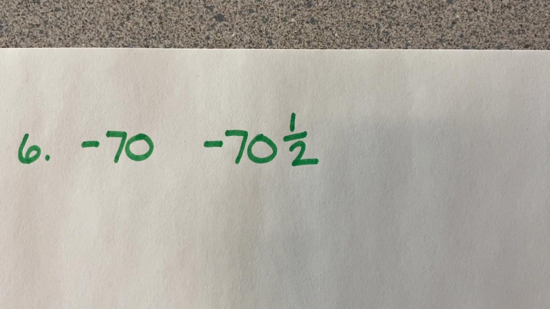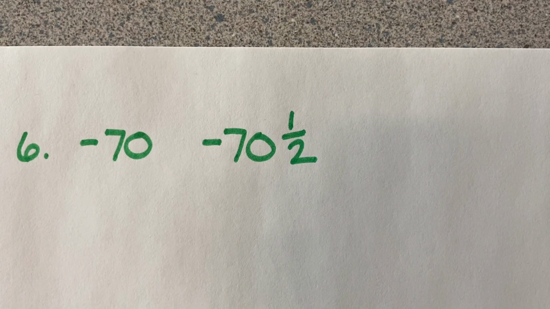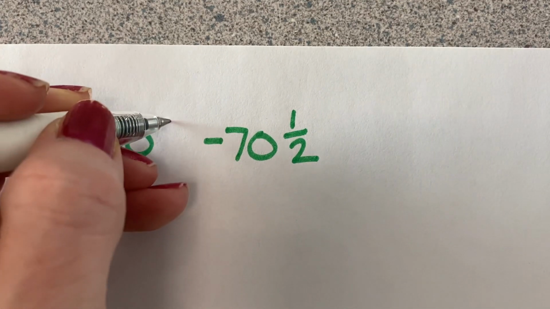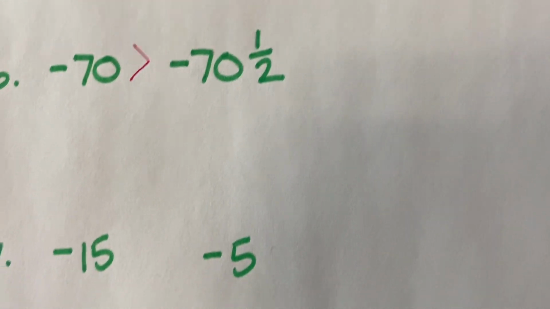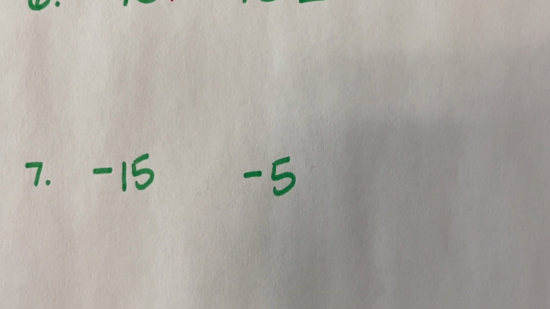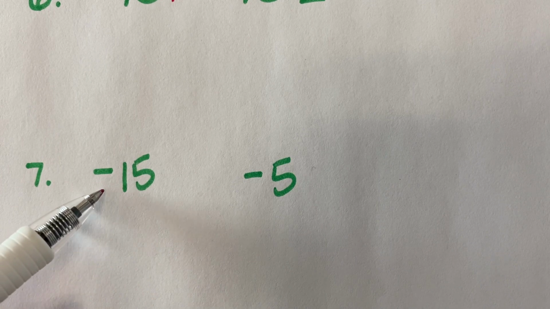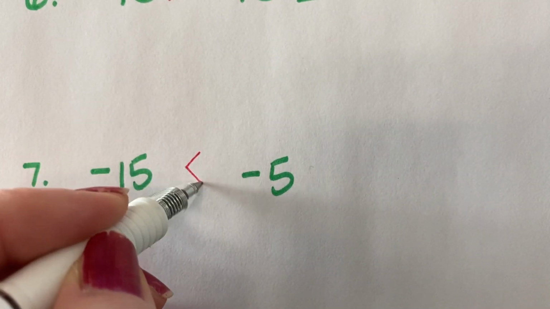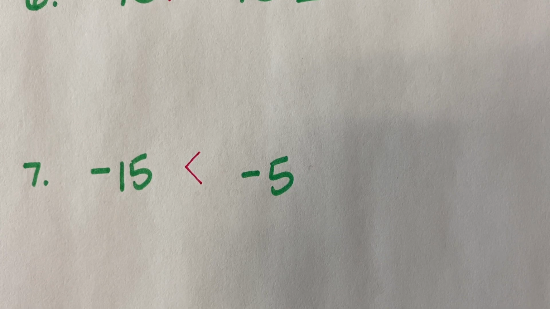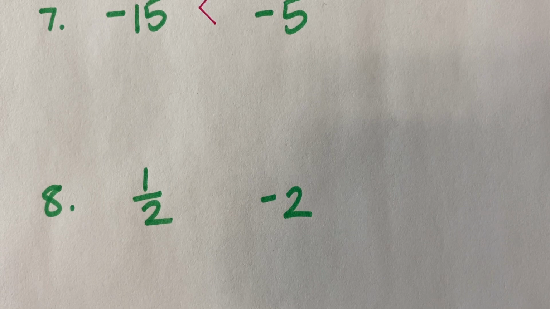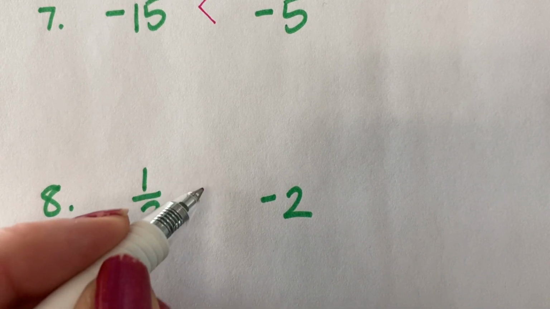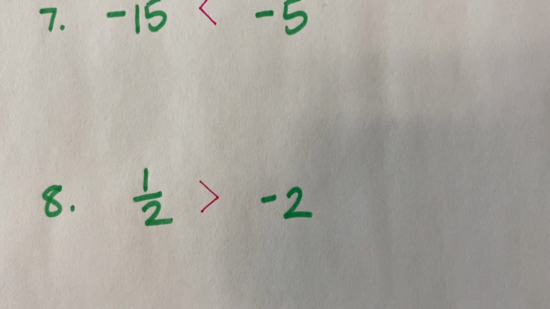Negative 70 compared to negative 70.5. Again, if you need to make a number line, go for it. I'm going to say that negative 70 is greater than negative 70.5 because it's further to the right on the number line. Negative 15 and negative 5. Well, negative 15 is less than negative 5 because it's further to the left. And finally, 1/2 versus negative 2. Well, a positive number is always greater than a negative number.